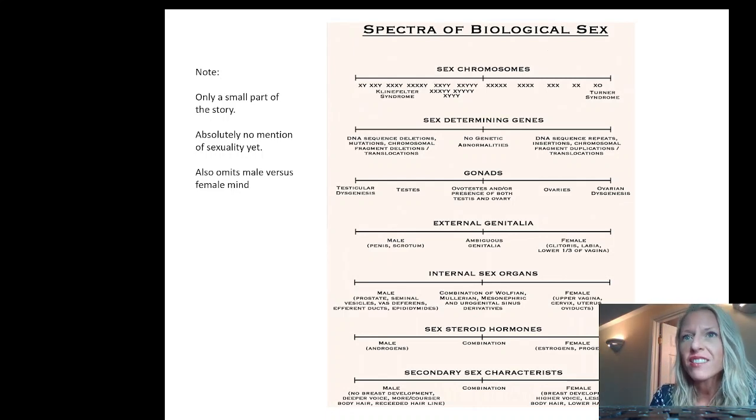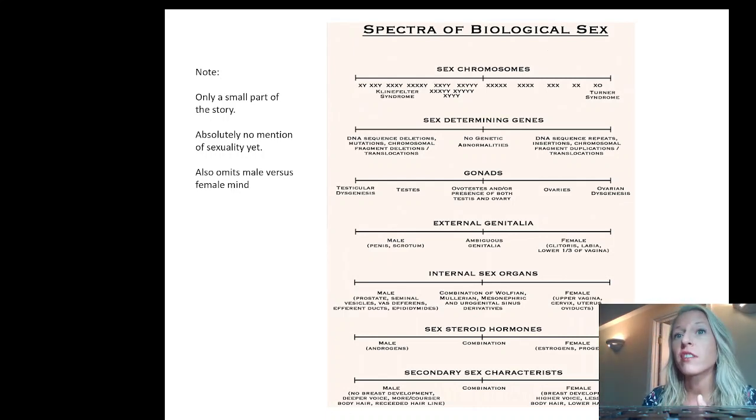Sex determining genes: males on the Y chromosome have a gene called the SRY gene, which is going to activate at about 8 weeks during development and turn on testosterone production. I'll talk about that more in a minute. Then we have gonads. In very rare cases, there are instances of the presence of both testes and ovaries, but it's incredibly rare. You can have ovaries, testes, or sort of broken down ovaries or broken down testes.